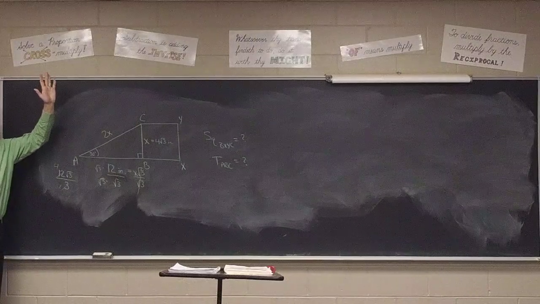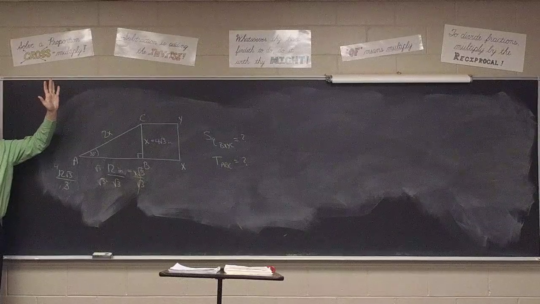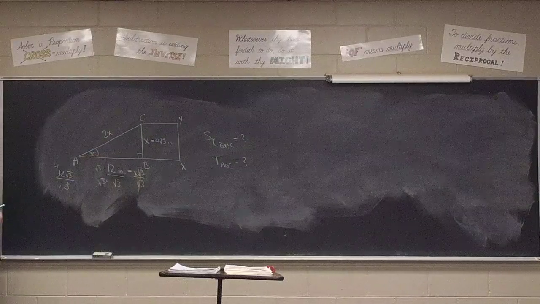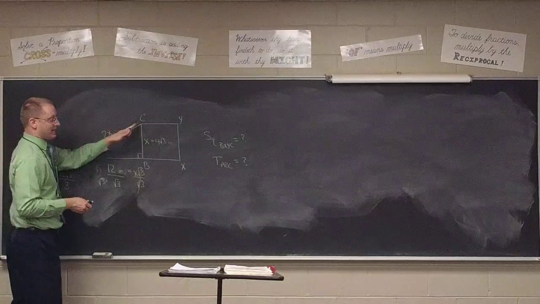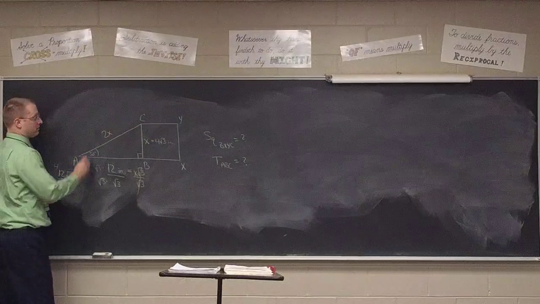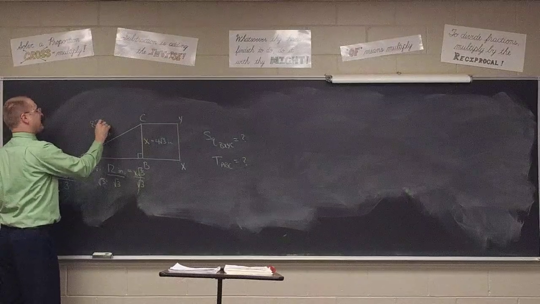How many found BC to be 4 times the square root of 3 inches using the 30, 60, 90? If not, you couldn't do the rest of the work. Does it make sense now? Just be careful with your algebra. By the way, I don't care about this line AC, as it turns out, but how long is it, class? 8 times the square root of 3 inches. It just really doesn't matter.